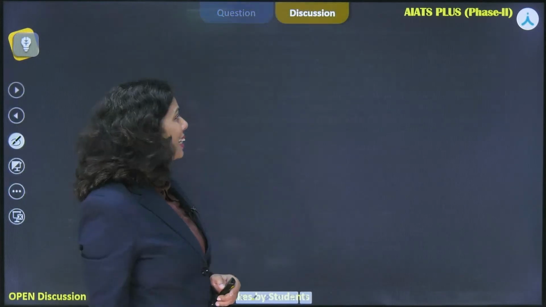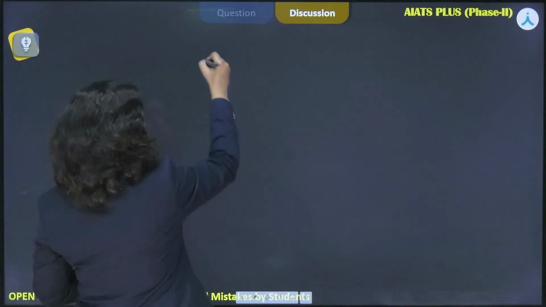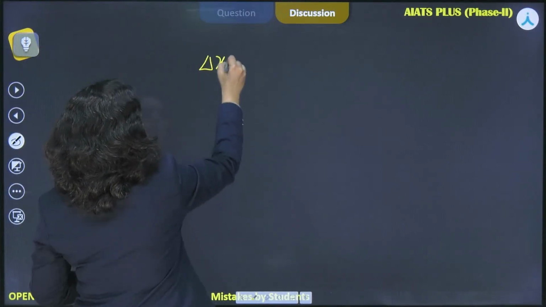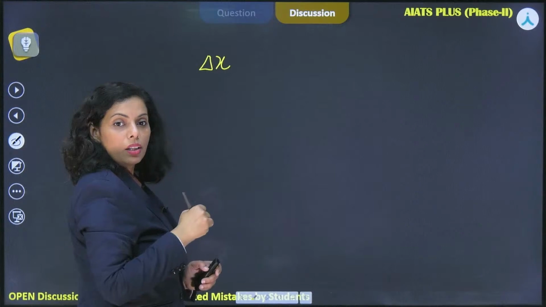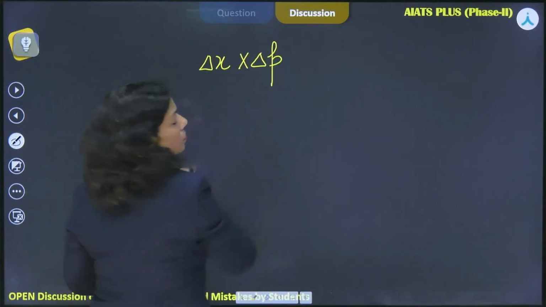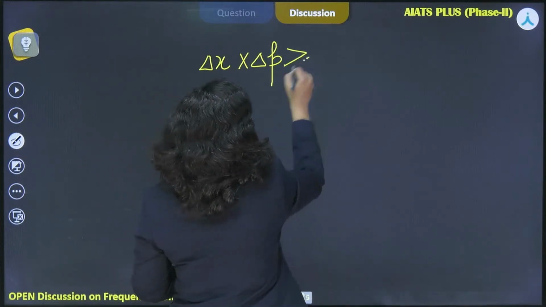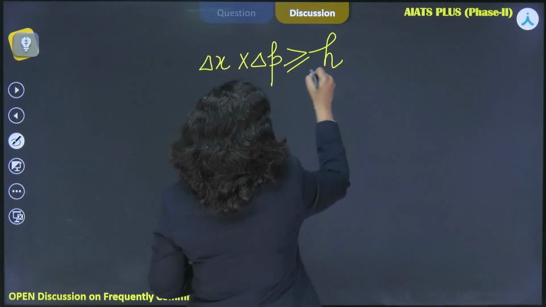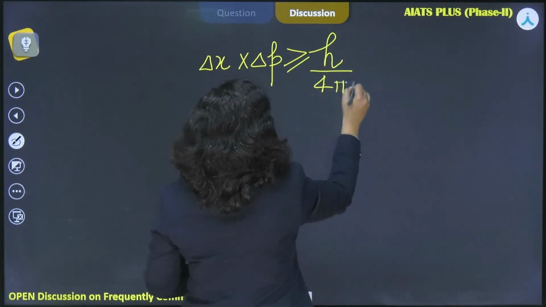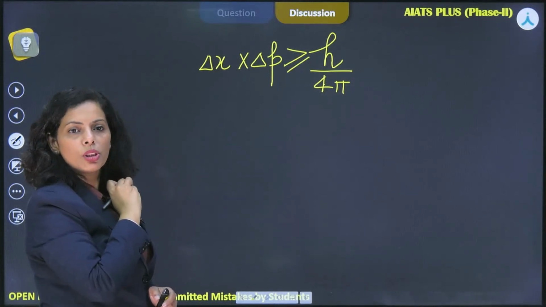What's the mathematical statement for Heisenberg uncertainty principle? The uncertainty in the exact position that we represent by delta x, multiplied by the uncertainty in the momentum of a subatomic particle, will always be greater than or equal to h by 4 pi, right? This is the mathematical statement. For this question, the answer would be 3.